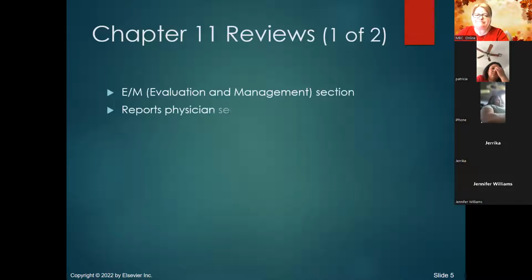Okay. So, evaluation and management section. This is going to be where you report all your physician's services, the things that the physicians do. Again, procedures, things that are done to your patients. E&M is going to be your office visits, consultations, inpatient and outpatient services at a hospital.